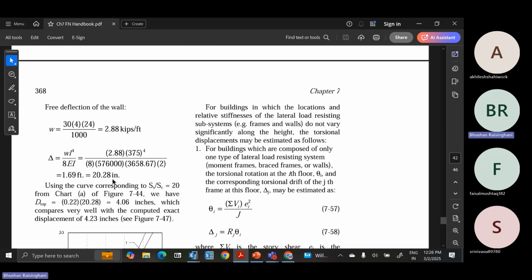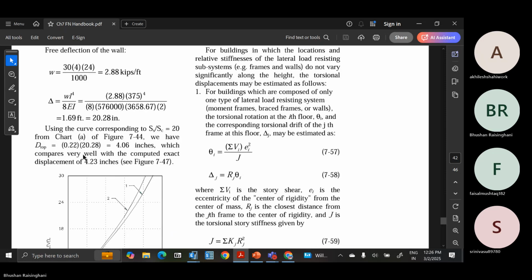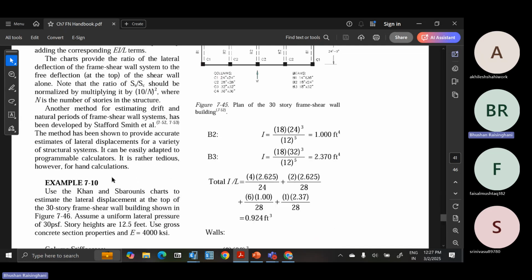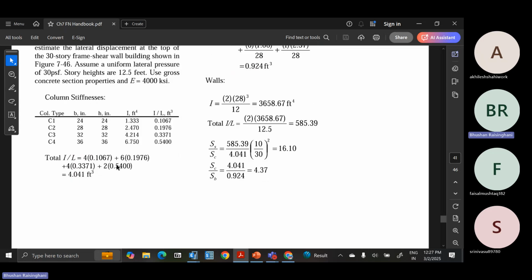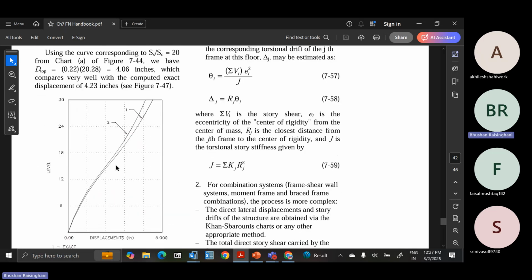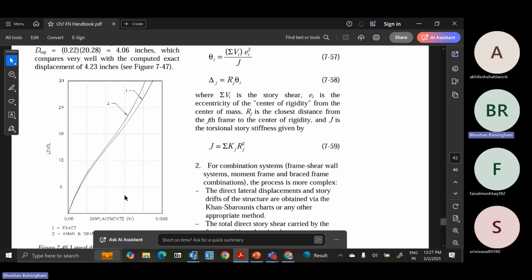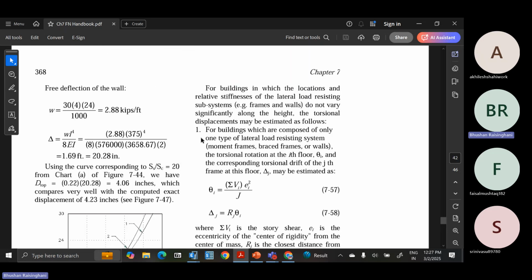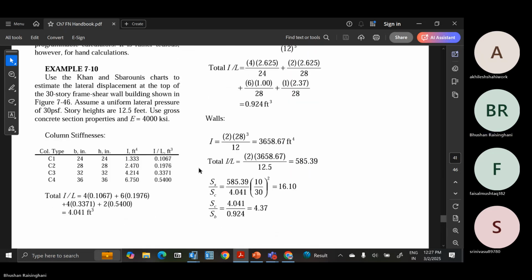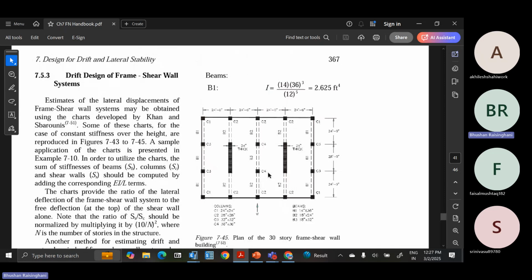Based on that formula, you are giving this in inches and using the curve corresponding to SS upon SC equal to 20 from chart A. So you have to refer to the book of Dr. Stafford Smith, in which the graphs are given, and from those graphs you can estimate the displacement of the building and get a graph something like this. So level and displacement you will get from that particular graph for the frame and shear wall building.